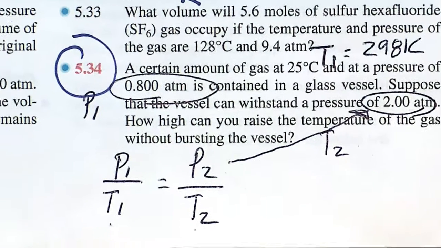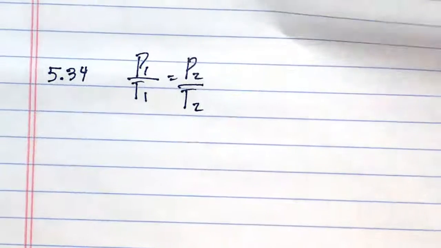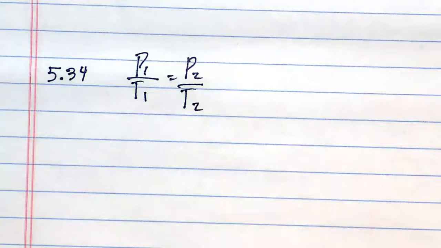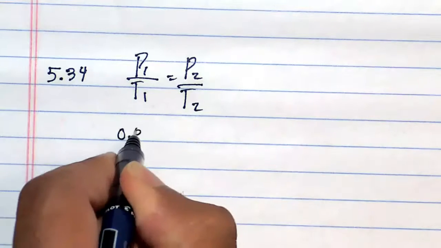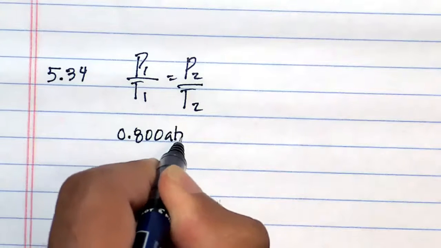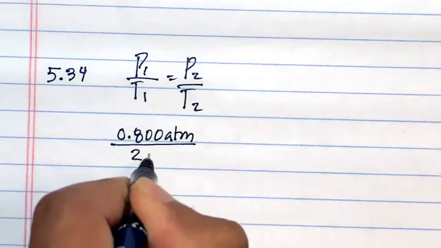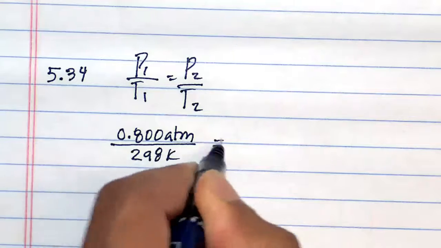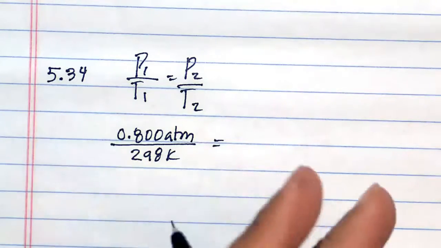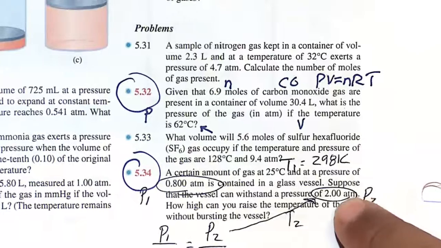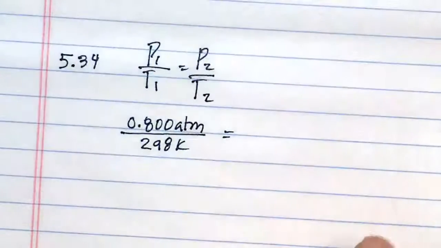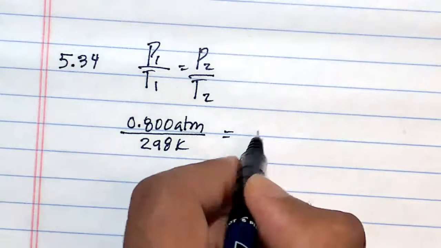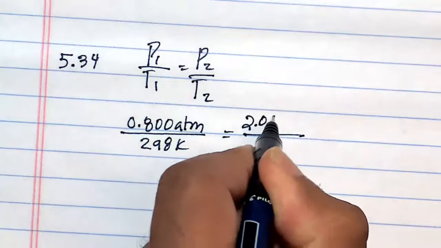So let's go ahead and solve this problem. We have P1 over T1 is equal to P2 over T2. This is kind of like your before condition, and this is kind of like your after condition. Your P1 given to us is 0.800 atmospheres. Our T1 is going to be 298 Kelvin. Very important, you convert it to Kelvin in all these problems. Then we're going to get it to its limit, which is 2 atmospheres. What is the temperature we need for it to get to its limit? So our P2 here is 2 atmospheres.